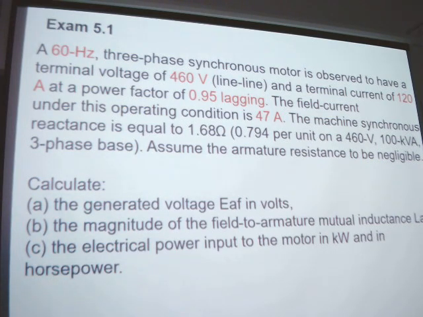So it's for the equivalent circuit. We should know the equivalent circuit and use these variables to calculate the others. For example, for part A, calculate the EAF.